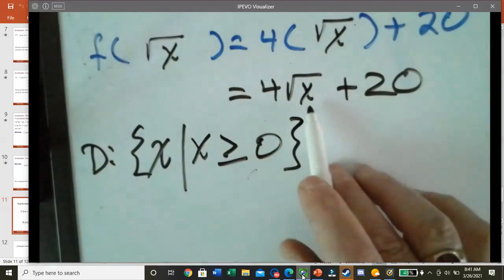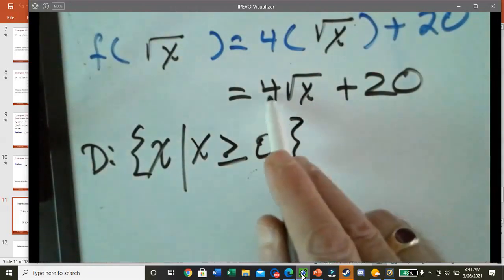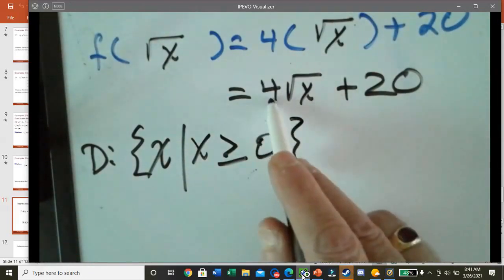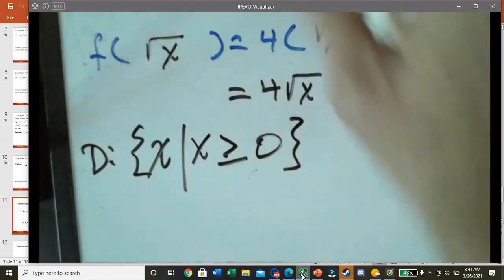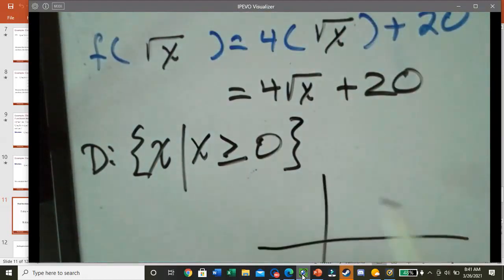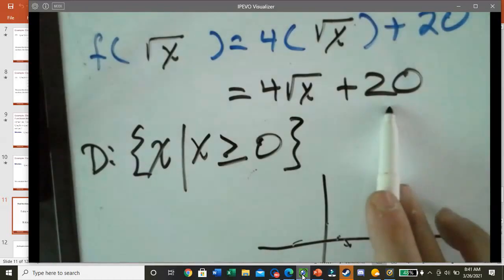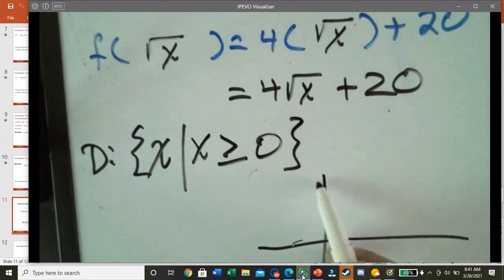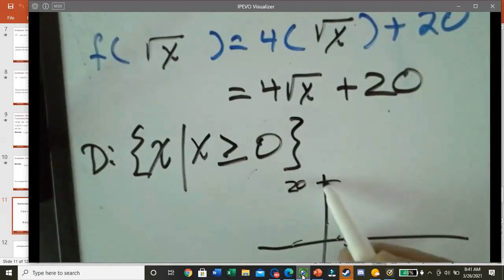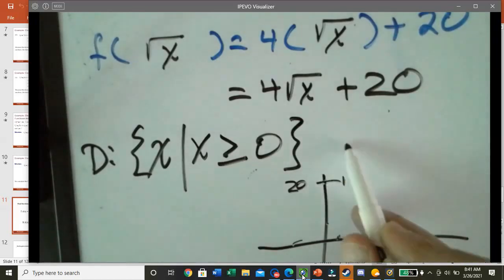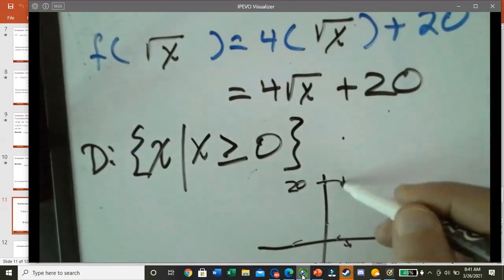Well, why is that? The 4 times. So instead of 1, 1, right? Now it's at 1, 4. And then the plus 20, what's that going to make it do? Shift up 20, right? So here it's 20, but now instead of being at 1 and 21, now it's at 1 and 24. So it's stretched it.